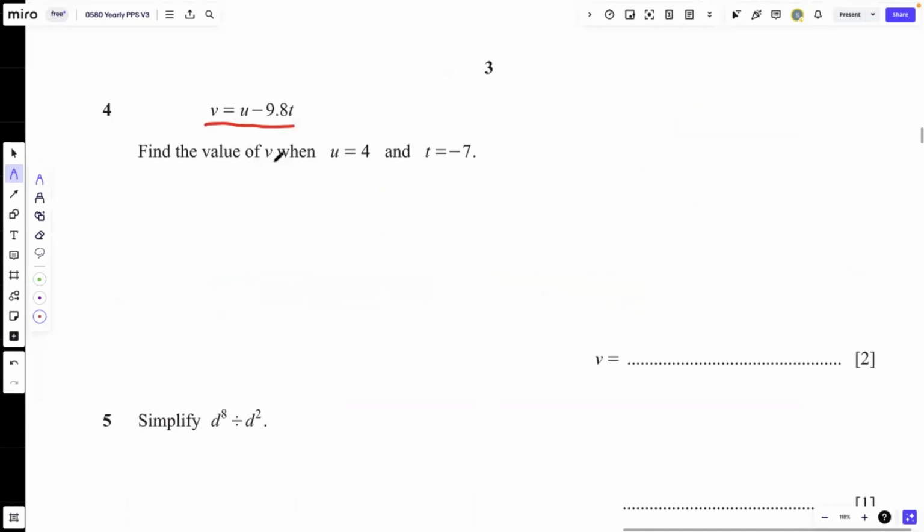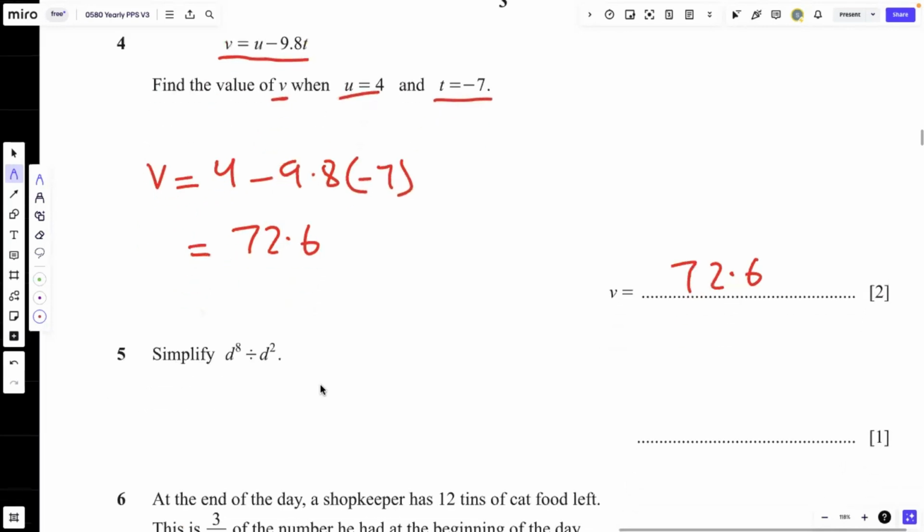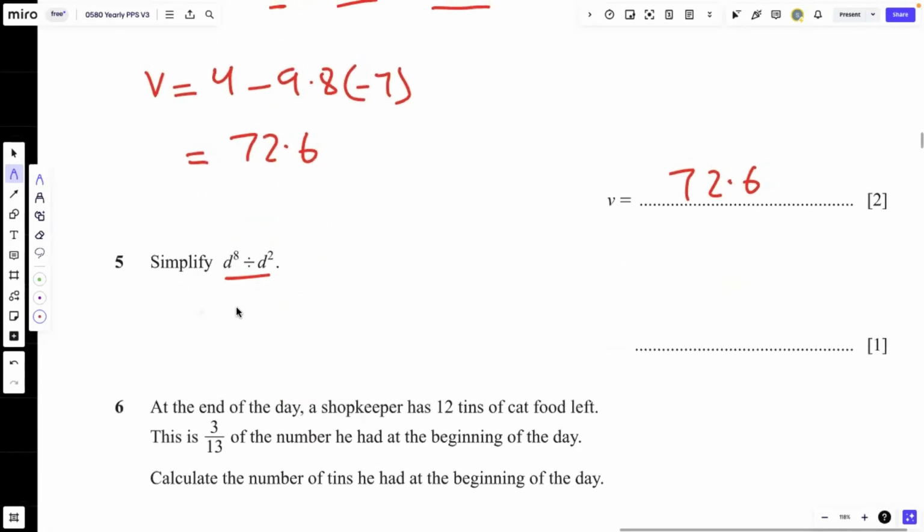We have an expression here, algebraic expression. We are supposed to find the value of u when u is this and t is this. So we'll just plug in the values of u and t. U is 4. So that's 4 minus 9.8 times t, and t is -7. Then we use the calculator. So it's 4 minus 9.8 times -7. That's going to give us the value.